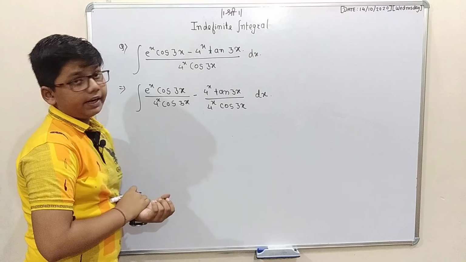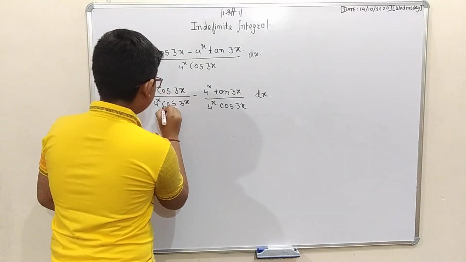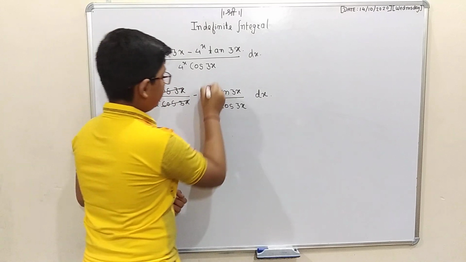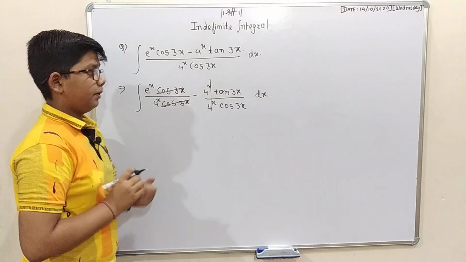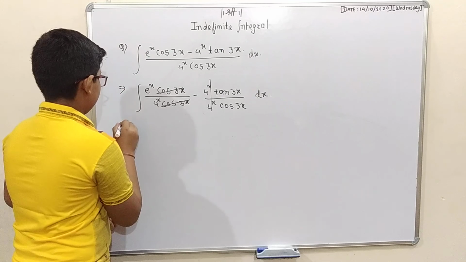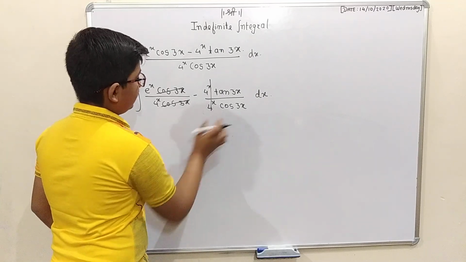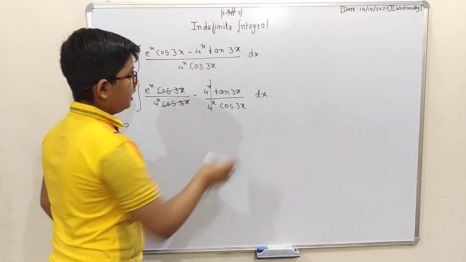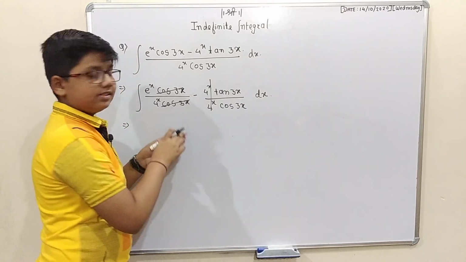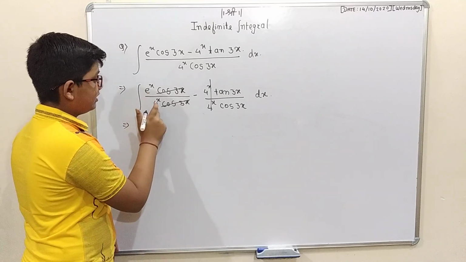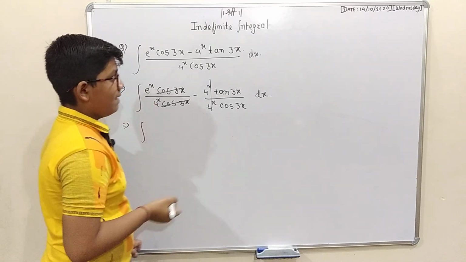Now we have simplified. Now we have to solve it. Here cos 3x and cos 3x get cancelled, and here 4 raised to the power of x and 4 raised to the power of x get cancelled. Now further we will solve it. Now here is the integral sign and there is a subtraction, and it is of dx. So the integral sign gets distributed. So it will be integral of e raised to the power of x divided by 4 raised to the power of x.